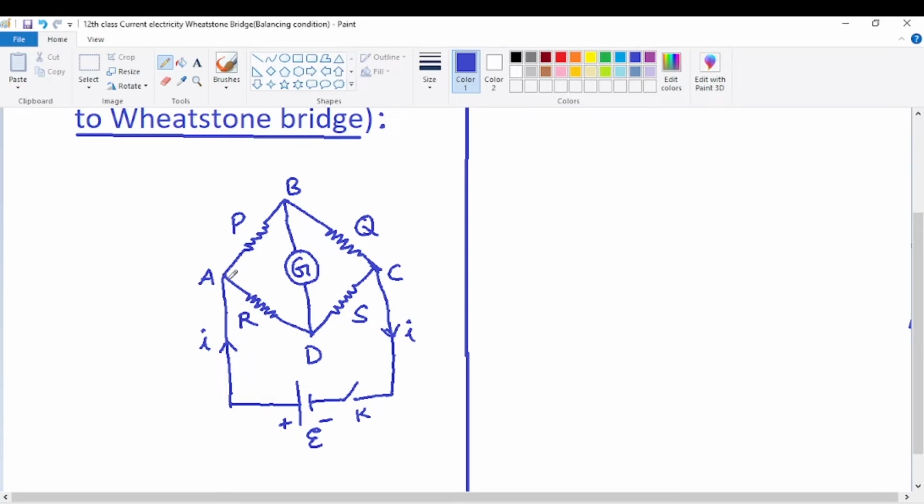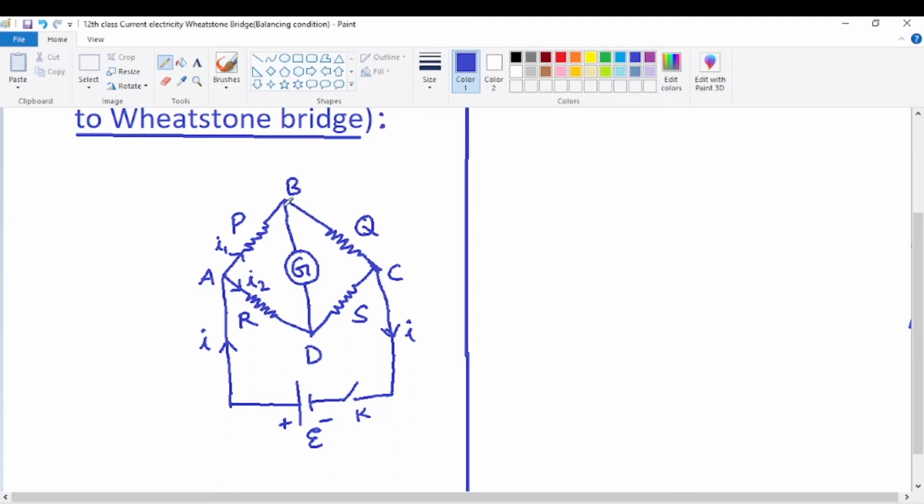Now consider the current entering the junction A. Here it divides or branches off into two parts. The first part of the current flows through the resistor P. This current is known as I1, and the second part flows into the resistor R. This current is known as I2.